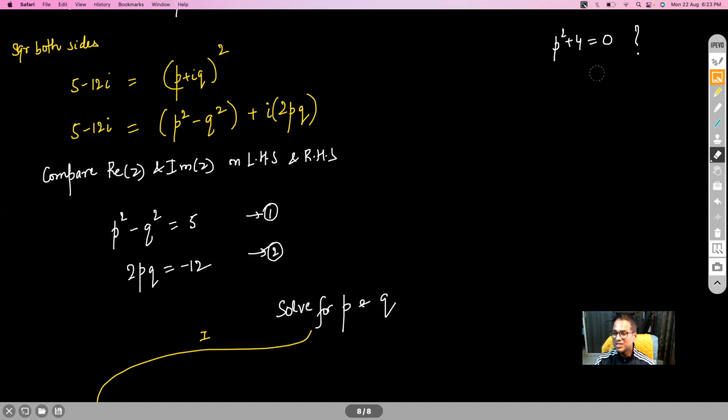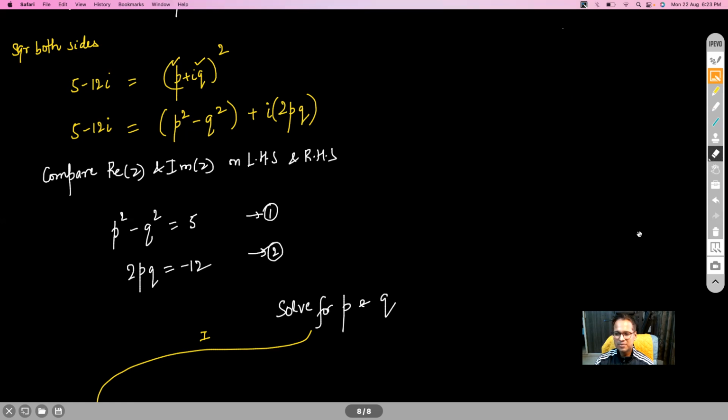This can only be possible when p is plus minus 2i, isn't it? But when you write a complex number, are your p and q themselves imaginary? No, they are both real. So if you're writing a complex number as p plus iq, your p and q are real numbers and their squares can never be negative. Okay.